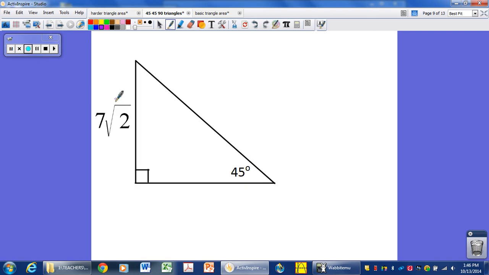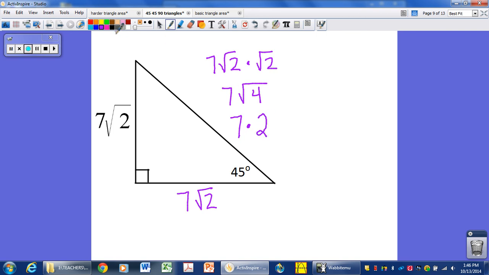Okay, so here's a unique situation. This leg is 7 roots of 2. Our other leg has to be the same, so also 7 roots of 2. And we notice that the hypotenuse is whatever the leg is times the square root of 2. So in simplifying your radicals here, root 2 times root 2 is root 4. But we know another name for root 4. The square root of 4 is actually the number 2.